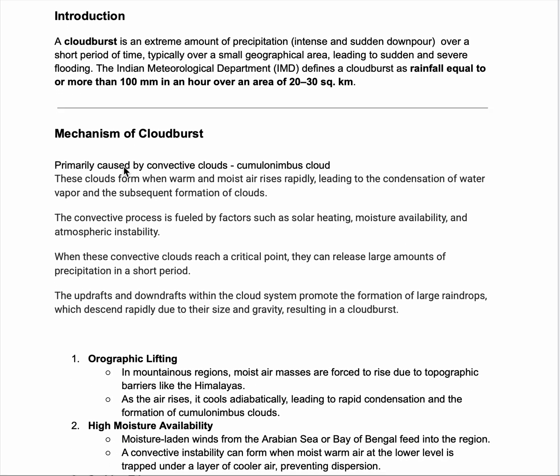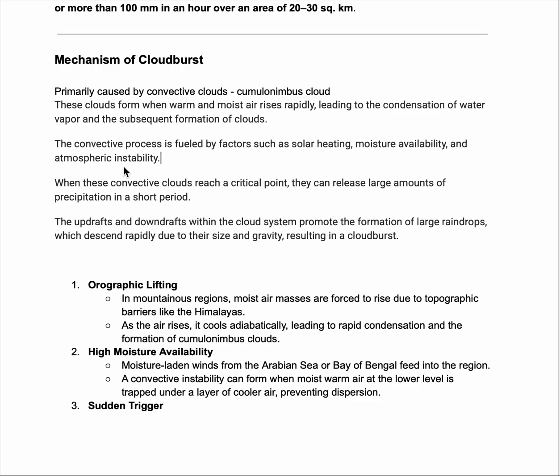So what is the mechanism of cloudburst? If we try to understand the mechanism, it is primarily caused by convective clouds, which lead to convection currents. These clouds are mostly cumulonimbus clouds. They form when warm and moist air rapidly rises, leading to condensation of water vapor and the subsequent formation of clouds. Cold and warm air are there in the atmosphere. Warm air, since it is light, rises up and is replaced by cold air. This leads to the creation of a convection current.